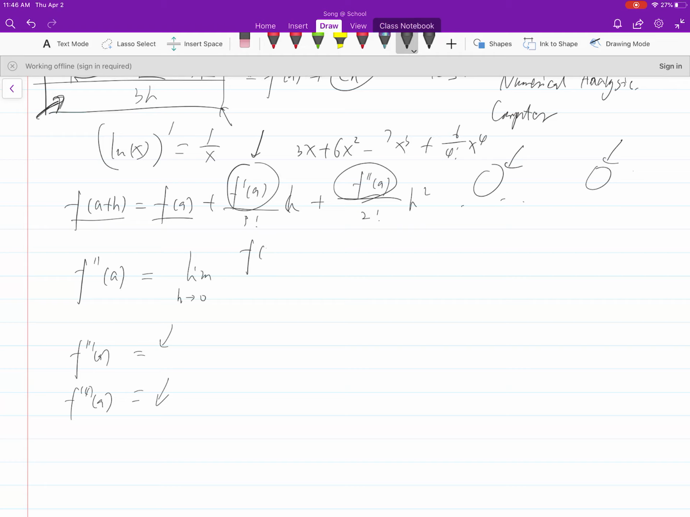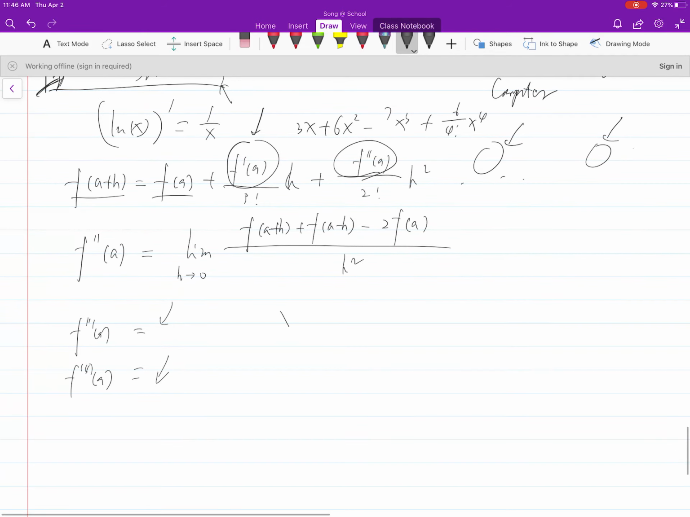Okay. To do this one, all you need to do is f of x plus h plus f of x minus h minus 2f, let's do a, minus 2f of a, divided by h squared. And if you don't believe it, try to do it with x cubed, second derivative at a equal to 0. We know the answer. The answer is going to be 6.